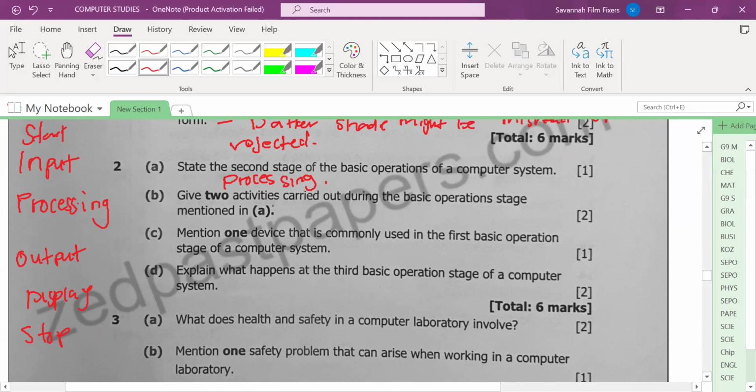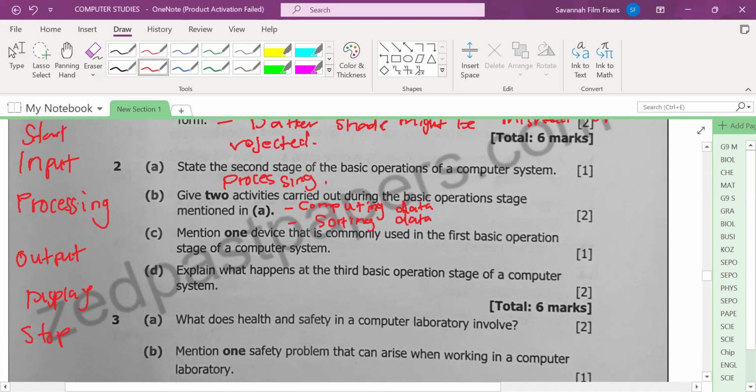Give two activities carried out during the basic operation stage. You have mentioned in A. Here, what usually happens after you input data, in the processing stage, data has to be computed. The computer has to be calculating. So computing data, and sometimes the computer also has to sort that data, so sorting data.